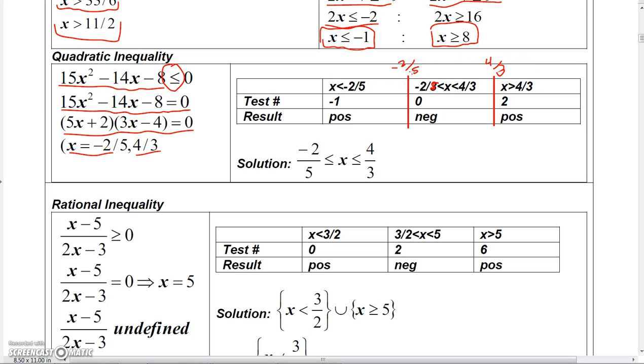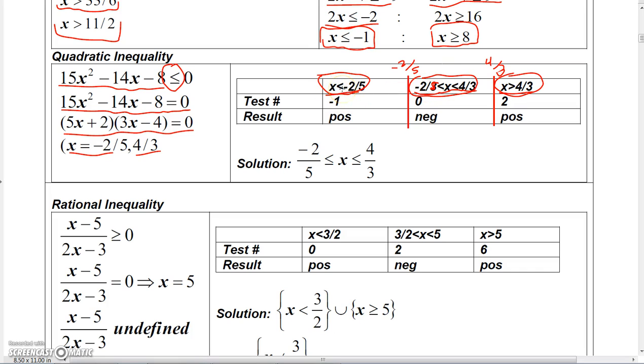So negative 2/5 and 4/3 divide the number line up into three regions: all the values less than negative 2/5, all the values between negative 2/5 and 4/3, and all the values greater than 4/3. That expression is going to have the same sign for all numbers in each region. I just need to know what that sign is. Is it positive or negative? The way I figure it out is to simply get a test value in each of these intervals.